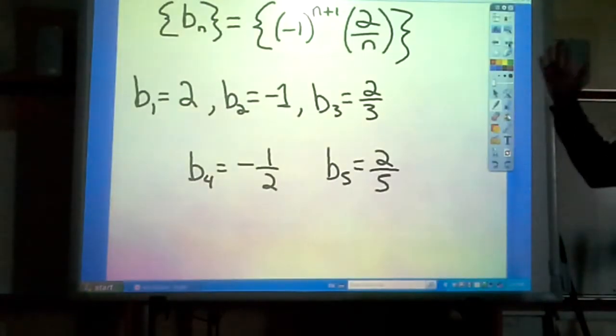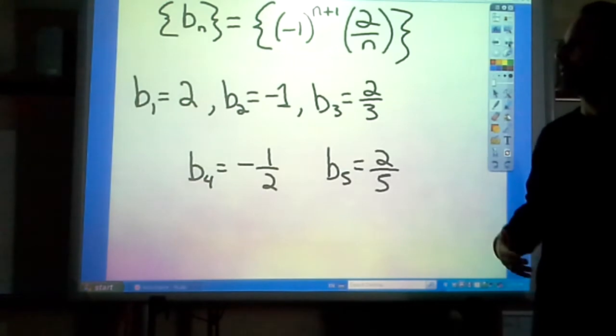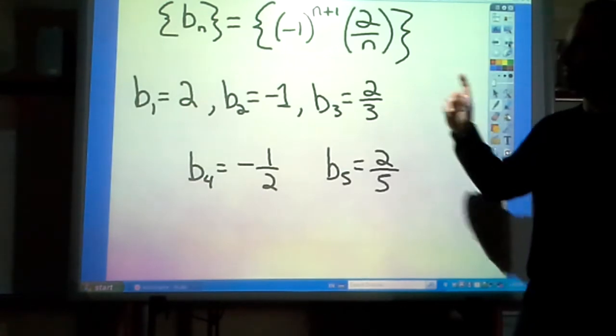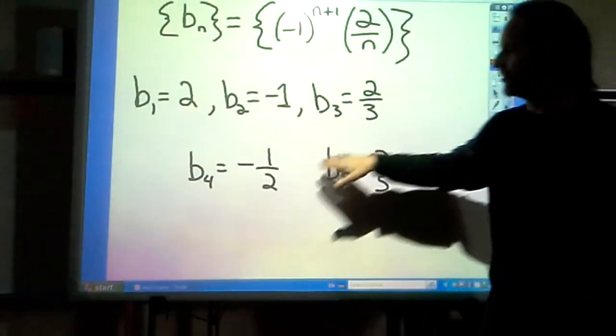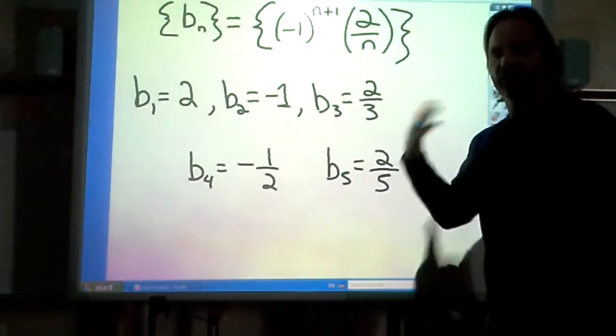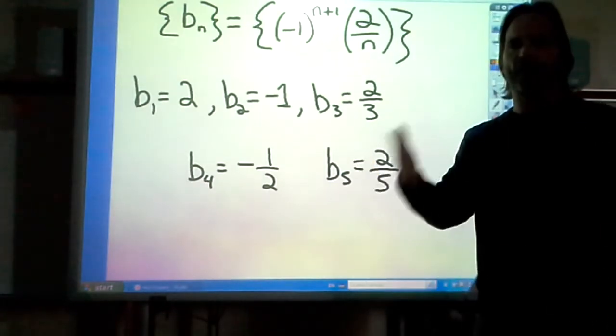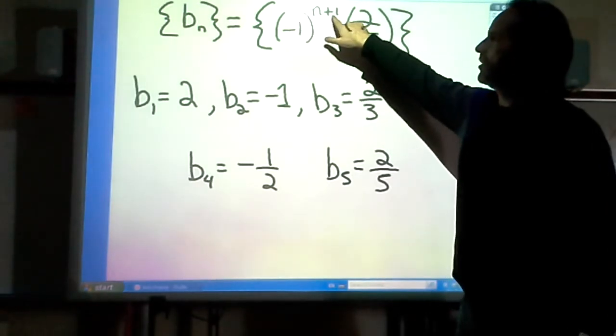All right. Here's just an example. You might be asked to list the first 5 terms of a sequence. Okay. One way I want you to see to get alternating signs, positive 2, negative 1, positive 2/3, negative 1/2, plus, minus, or positive, negative, is in your formula, and you might have to come up with a formula yourself someday, is have negative 1 to the n plus 1 power.